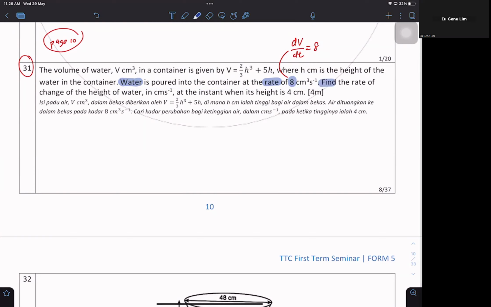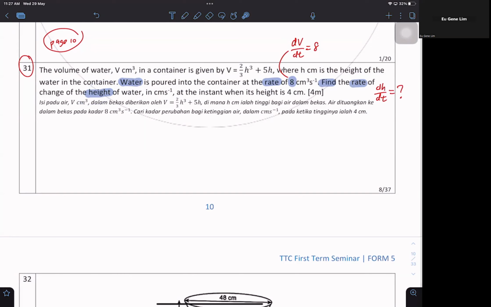Find the rate of the height. So it means find what? You see, rate is dt, right? dt always at the bottom, right? And then on top is the height, right? Height is dh, very good. So you write down dh/dt equals question mark. That is what we need to find. So you see, this is how you approach rate questions.